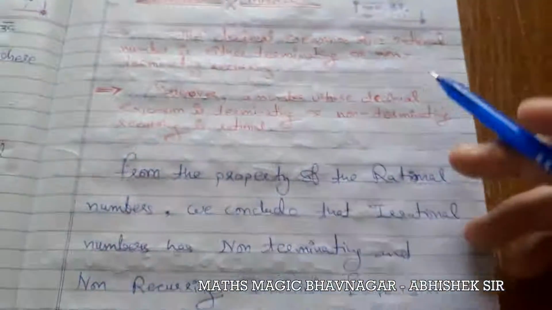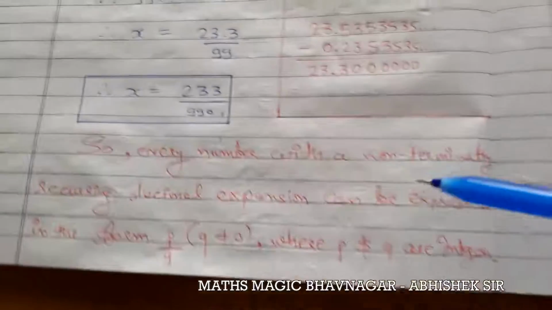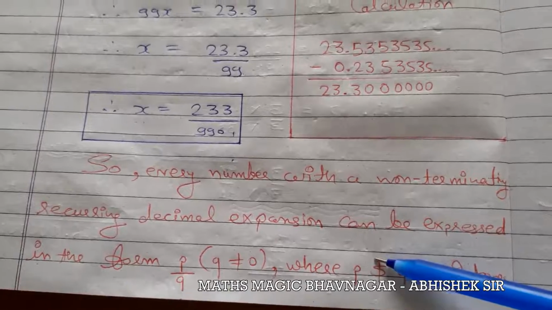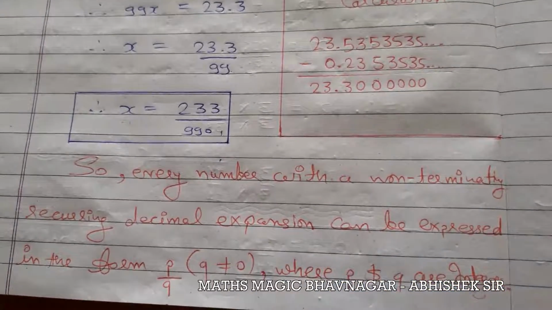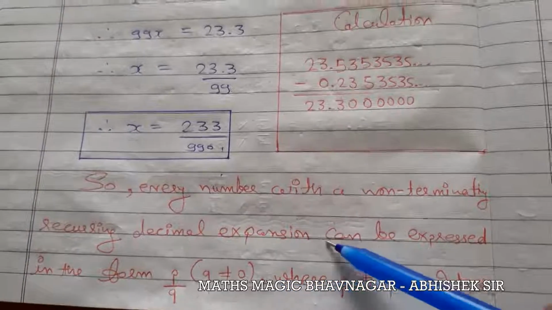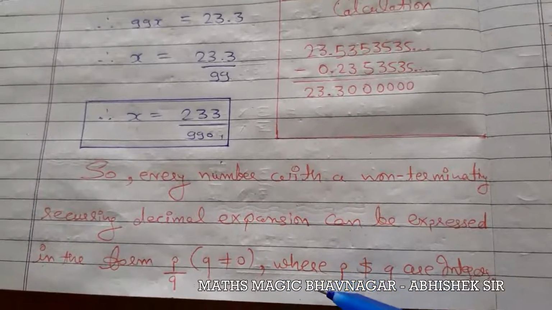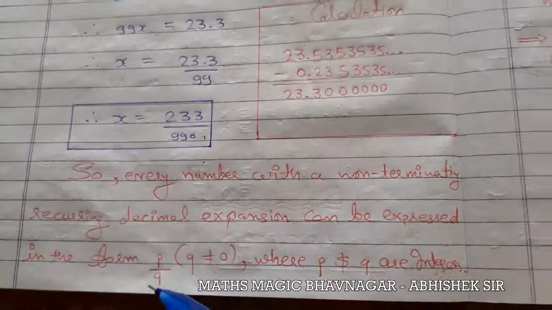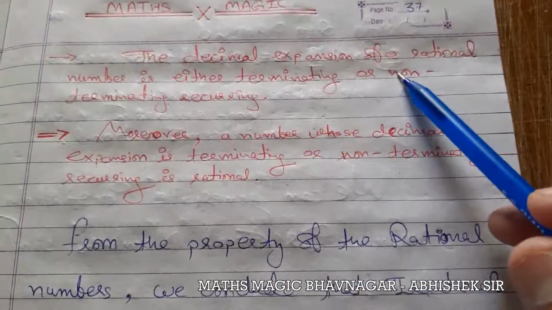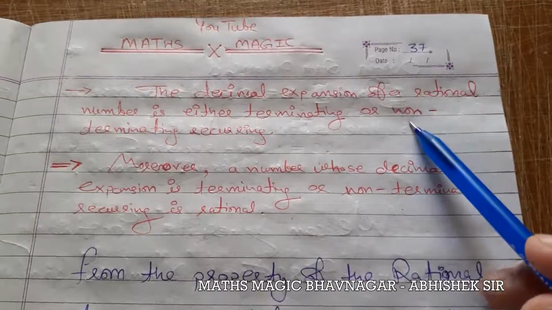Then they are discussing the theory that every number with a non-terminating recurring decimal expansion can be expressed in the form p by q, where p and q are integers and q is not equal to 0. What they are telling is that a non-terminating recurring decimal expansion can be expressed in the form of p by q. Then they are discussing the definition of rational number.